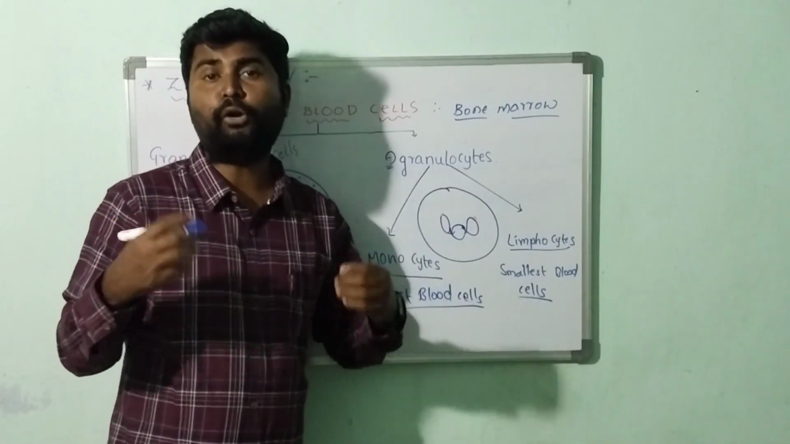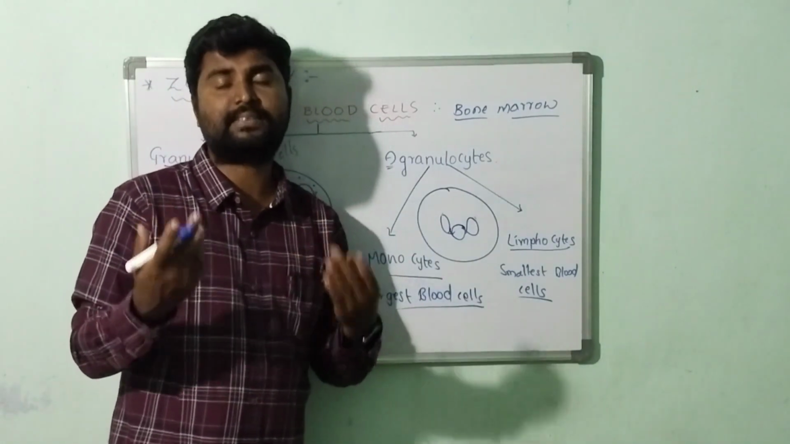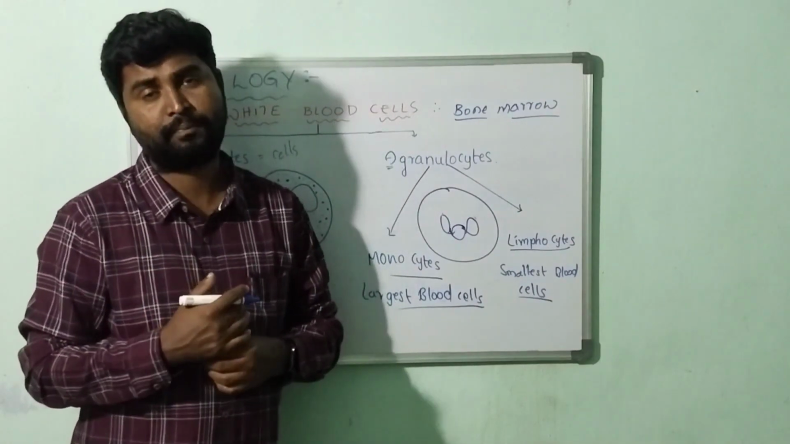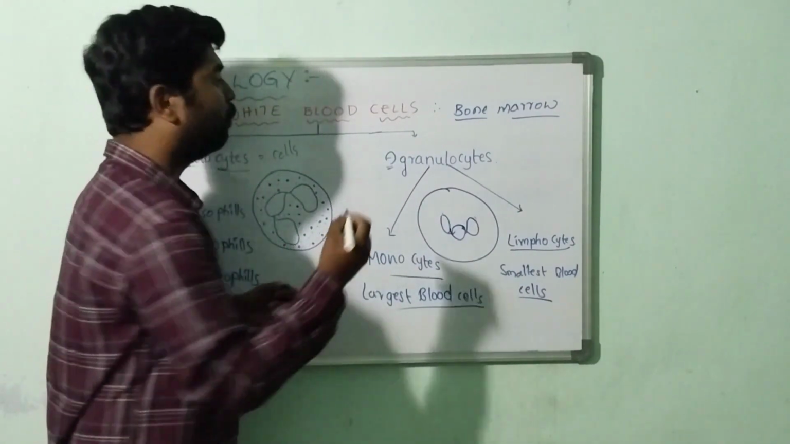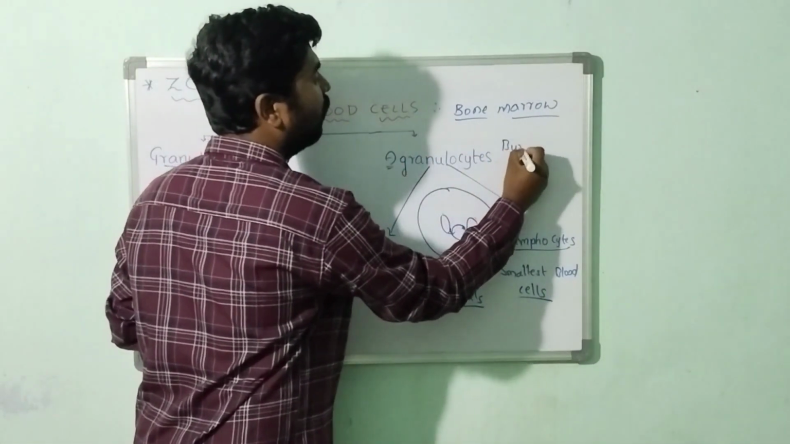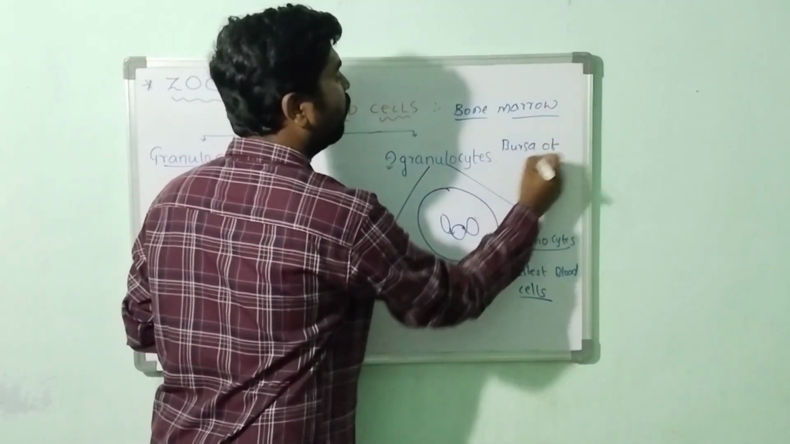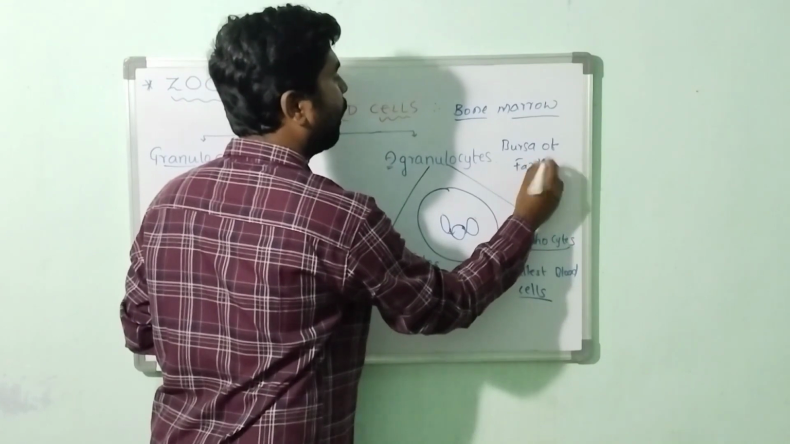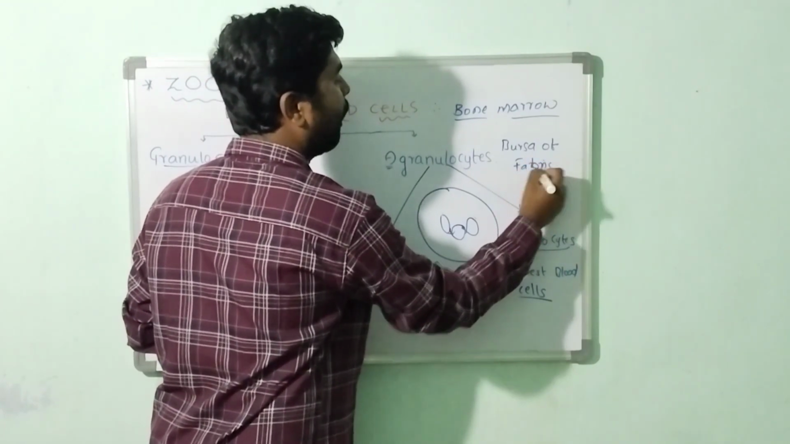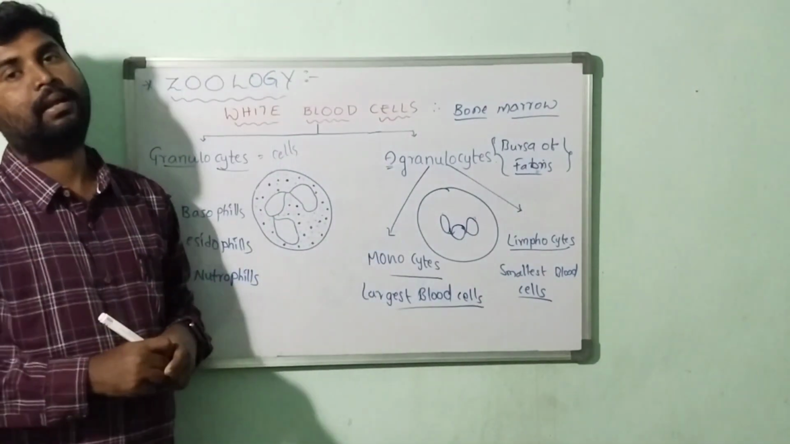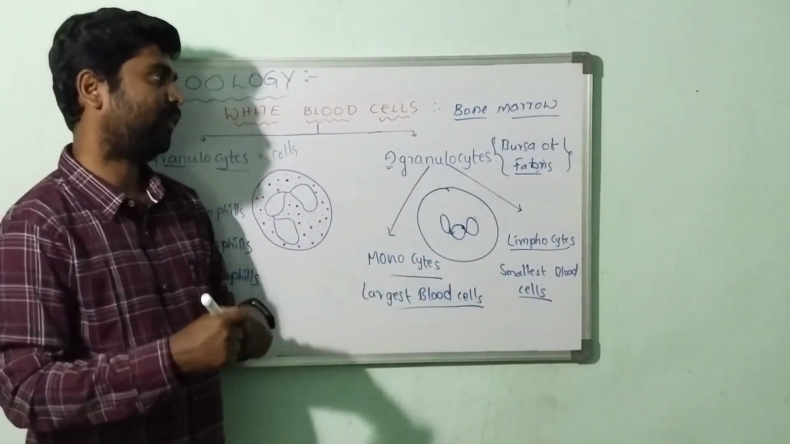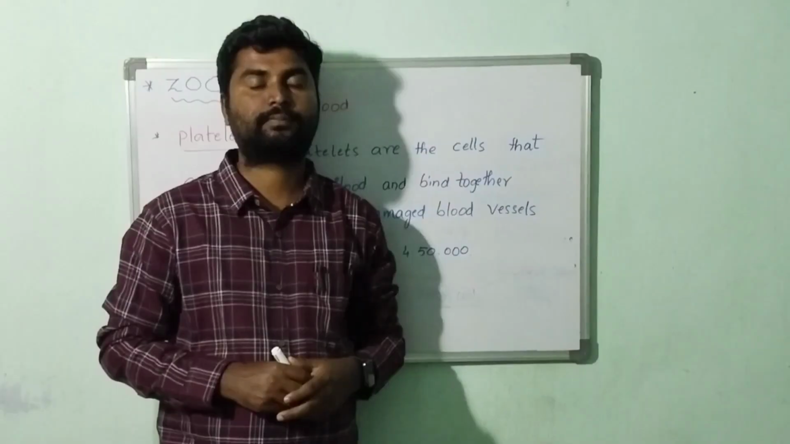But when the bone marrow is absent, how will the blood cells or white blood cells be produced? How will the WBC be produced in birds? The bursa of Fabricius is the only option to produce the WBC in birds. Okay, so this is the WBC.